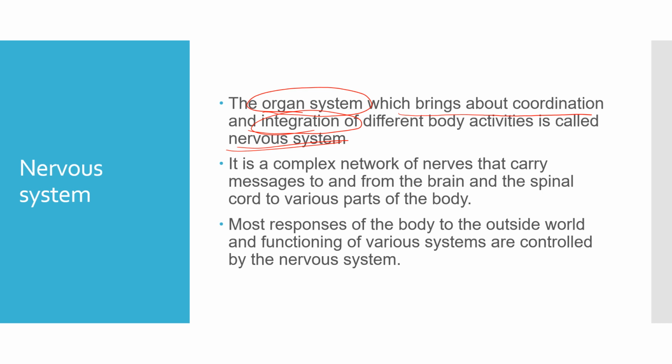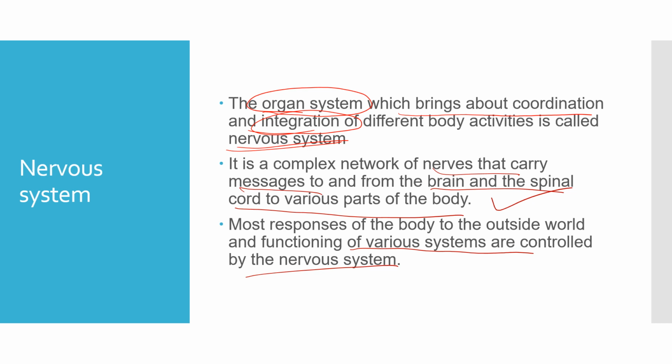It is the complete work of nerves that carry messages to and from the brain and the spinal cord to various parts of the body. So it is a complex network. Obviously it has nerves, carrying the messages to and fro between the brain and spinal cord and various parts of the body. Is it clear now? Most of the responses of the body to the outside world and the functioning of various systems are controlled by the nervous system. So this is how the system works.